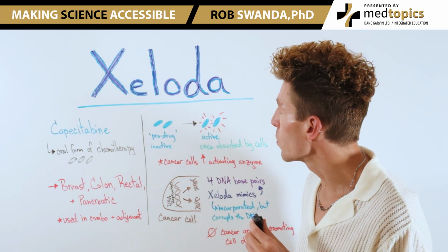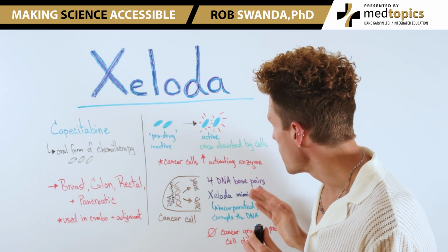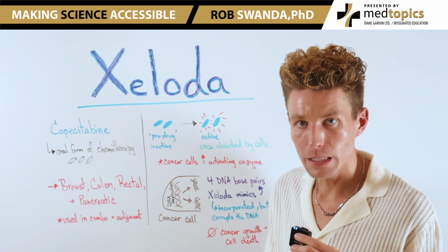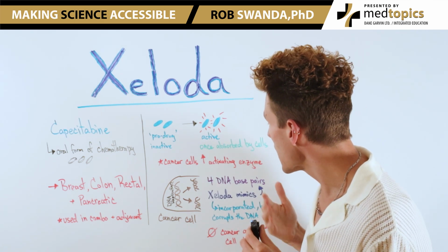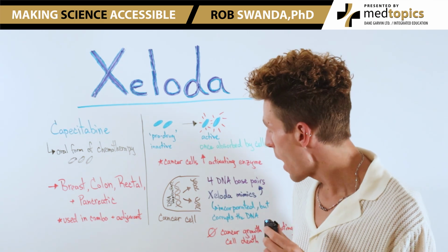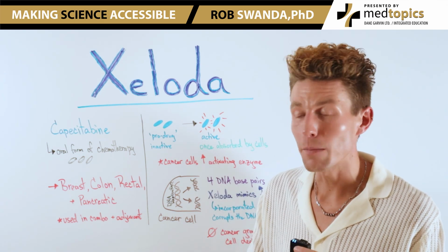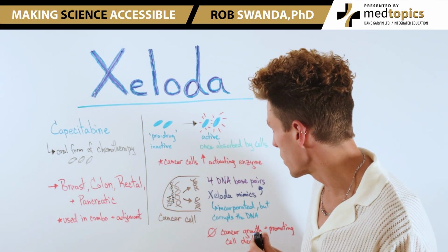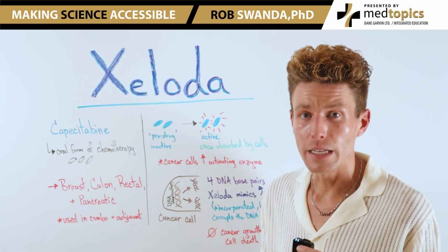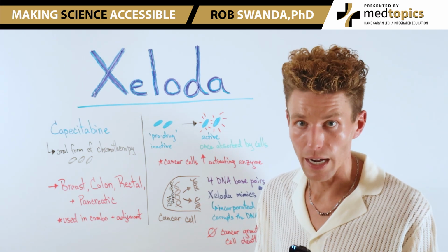However, when one is treated with Xeloda, Xeloda actually mimics one of those types of base pairs, and it can be incorporated into that growing DNA. However, it's going to corrupt the DNA, meaning that that DNA is not able to allow that cancer cell to continue to grow, and eventually it will send signals for the cancer cell to die.